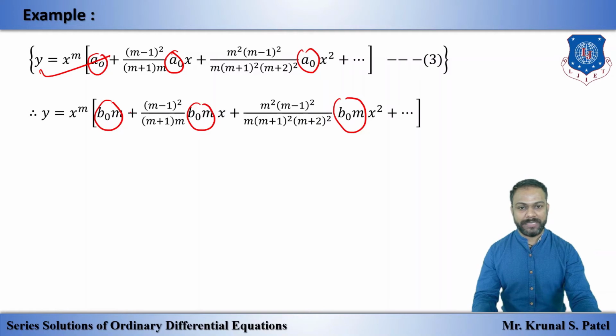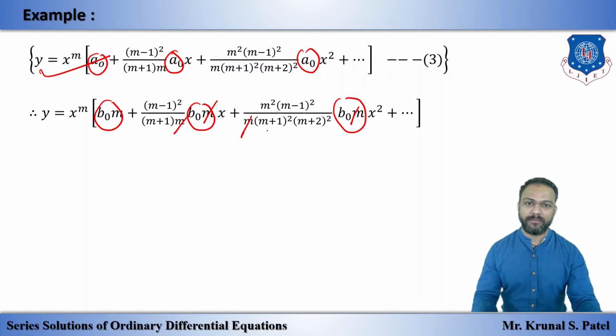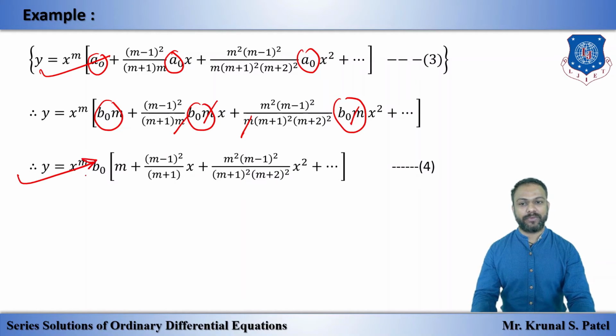Now we can take b0 common, and we can cancel out this m, and this m. Because of that m, this became infinite. So now it's no more an infinite term. So we have this y as our final answer.